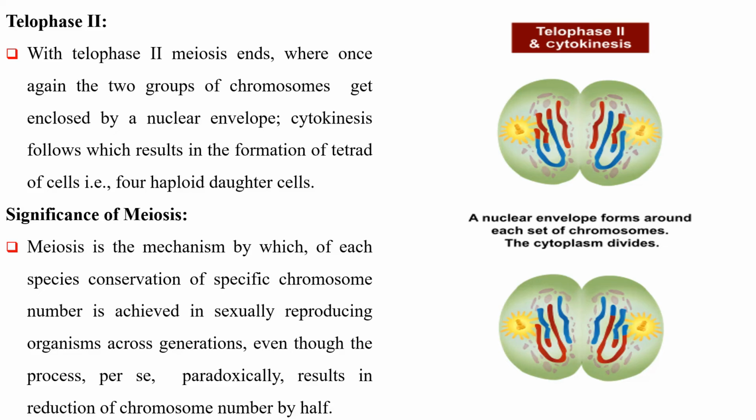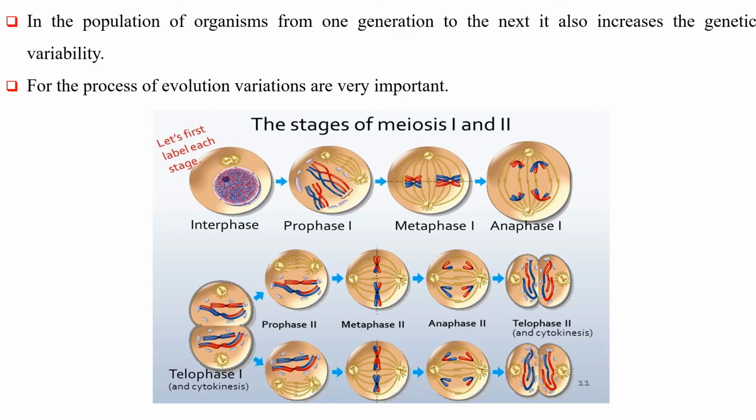Significance of meiosis. Meiosis is the mechanism by which conservation of specific chromosome number of each species is achieved in sexually reproducing organisms across generations, even though the process per se paradoxically results in reduction of chromosome number by half. In the population of organisms from one generation to the next, it also increases the genetic variability. For the process of evolution, variations are very important.